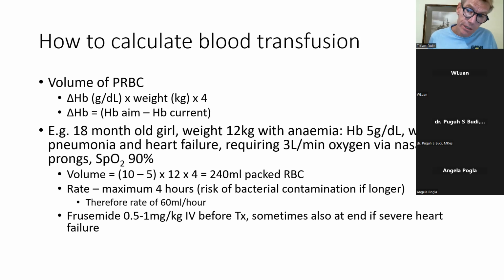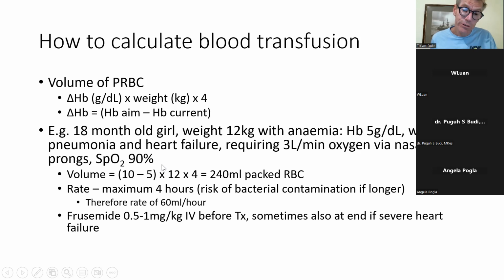So the delta hemoglobin is the hemoglobin you're aiming for minus the hemoglobin the child currently has. Remember, it's in grams per deciliter, not grams per litre. And you multiply that by the weight and by a factor of 4. So for example, an 18-month-old child, a girl who weighs 12 kilos with a hemoglobin of 5 grams per deciliter, who has pneumonia and heart failure, she's requiring 3 litres of oxygen via nasal prongs, and her oxygen saturation is still only 90%.